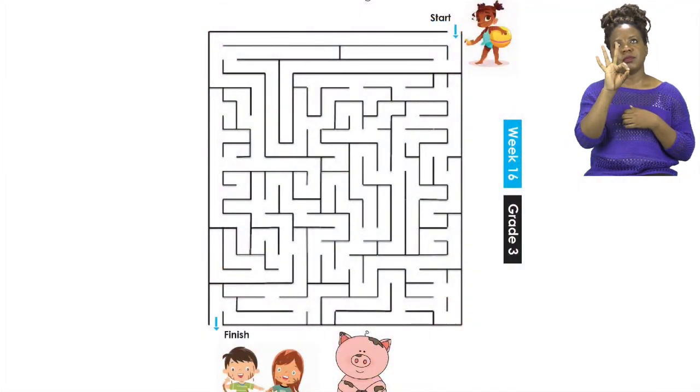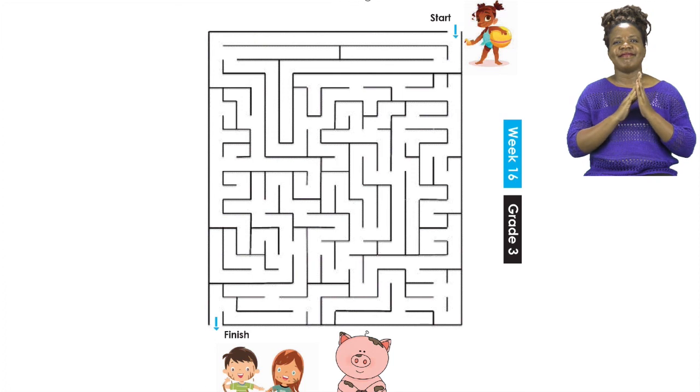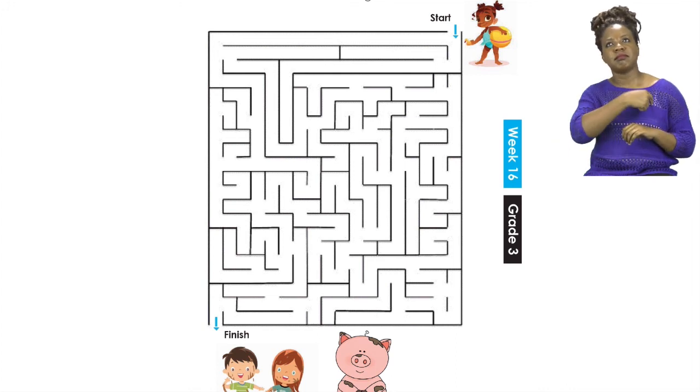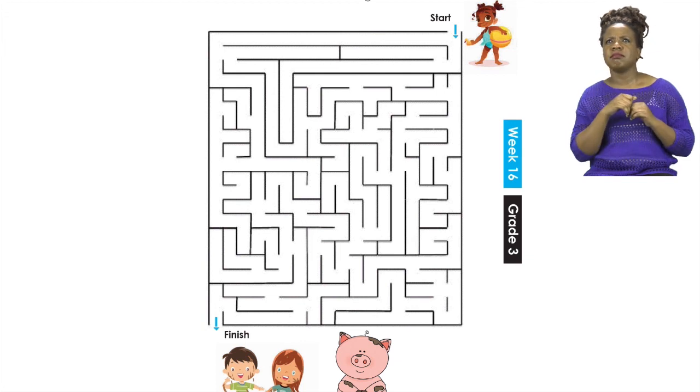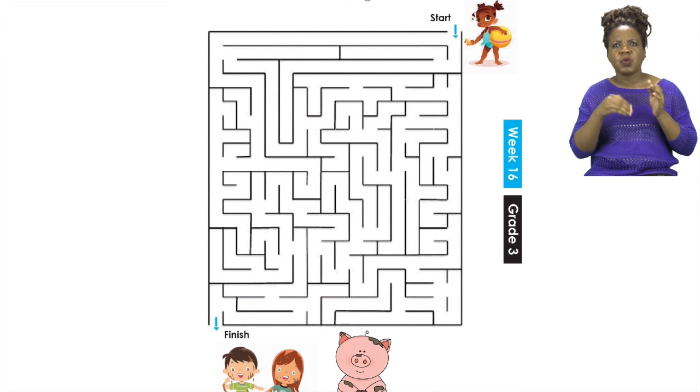On page 29, we have an exciting game, and this one is all about decision making. Here, we have a girl named Emma. And we're going to help Emma to decide which way to go to the muddy pool where her friends are waiting for her to dive in.